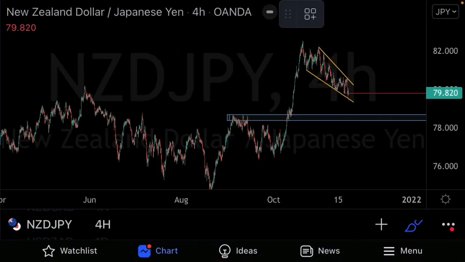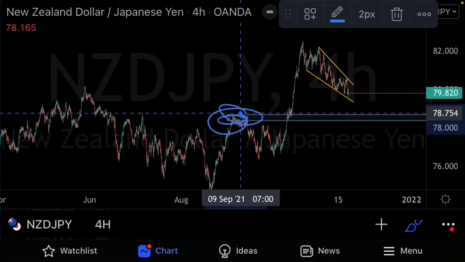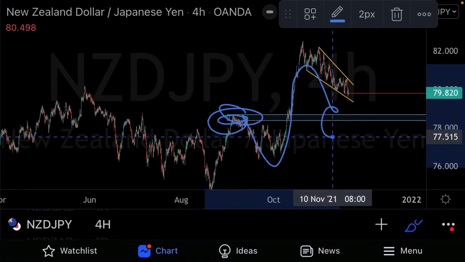Getting into New Zealand dollar JPY, guys, we're on the 4 hour, and what we can see about price action is that it sort of similarly resembles our AUDJPY setup and as well as our Swiss yen setup. Now what we have different about this setup is that we haven't really come close to this previous resistance that price has broken above and not quite retested as yet.